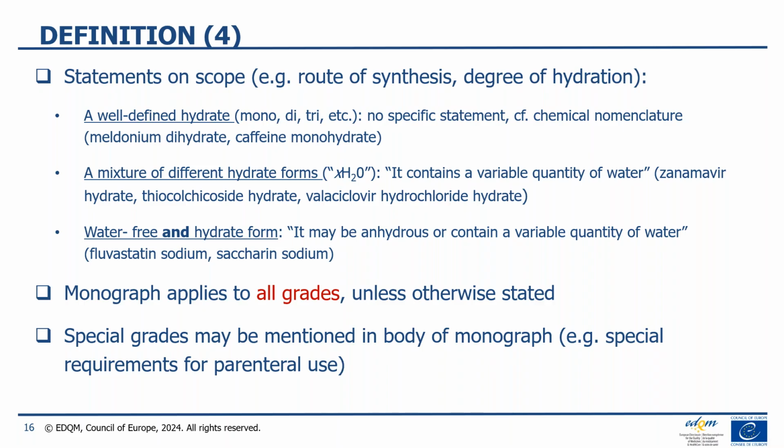It is important to remember that the monograph applies to all grades, to substances for human and veterinary use, unless otherwise stated. Those must be of appropriate quality for the elaboration of all pharmaceutical forms, unless otherwise stated. And if there are any special requirements for special grades, such as the use of the substance for parenteral preparations, then the information would be indicated in the individual monograph.